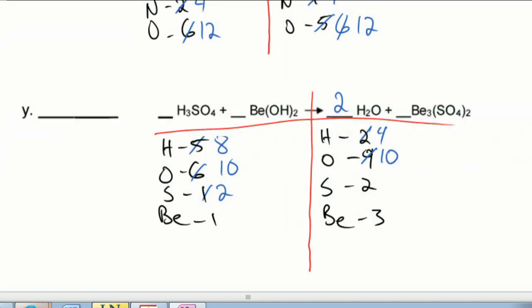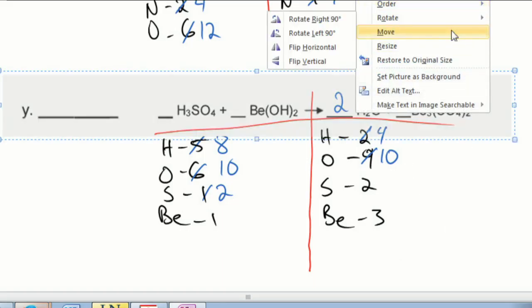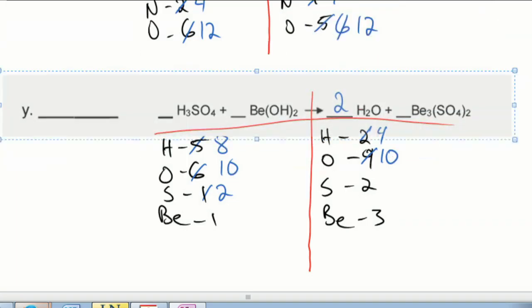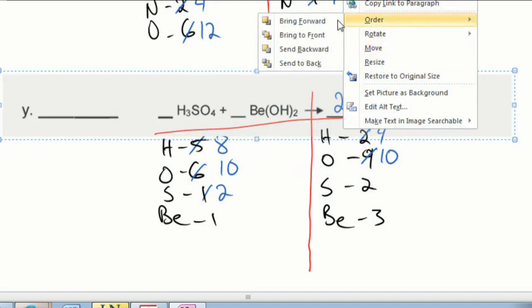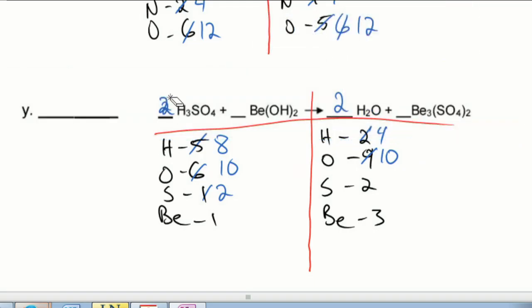Well, you're gonna have to deal with this beryllium as well. I could see how you would have issues with this. There you go. Beryllium. Let's put a 3 there. 3 beryllium's. 6 oxygens plus another 4 is 8 is 12. Oh, that's 14. And then hydrogens, 3 times 2 is 6, plus another 6 is 12.